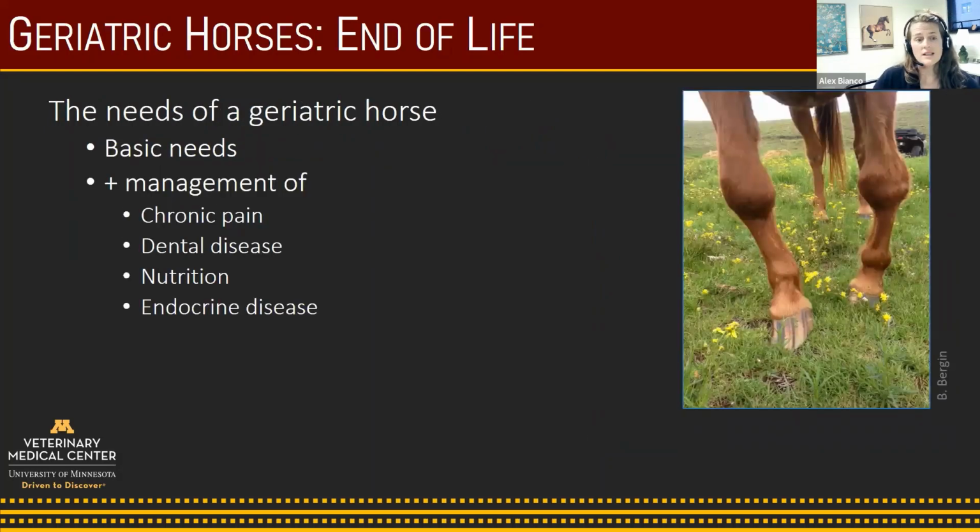Geriatric horses have unique needs. So they have all the basic needs of younger horses. But then you might also have increased needs in terms of management of chronic pain, which we discussed, but also dental disease, specific nutrition needs, and then endocrine disease.